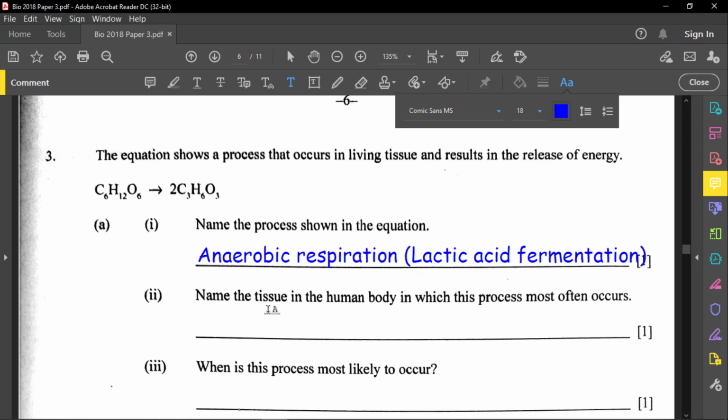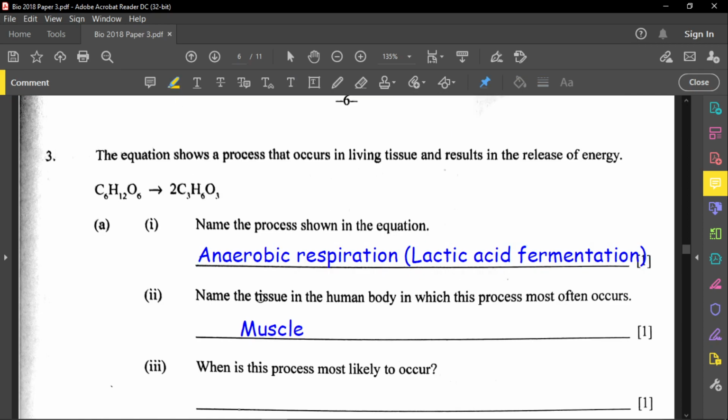Now, it asks you to name the tissue in the human body in which this process most often occurs. And so lactic acid fermentation is generally in the muscles, okay? Just to point this out real quick: if the question asks where in the cell it takes place, it's a different question. Then it will be in the cytoplasm, because remember, anaerobic respiration takes place in the cytoplasm. But if it asks which tissue, then this must be the muscles, okay? In the muscles.